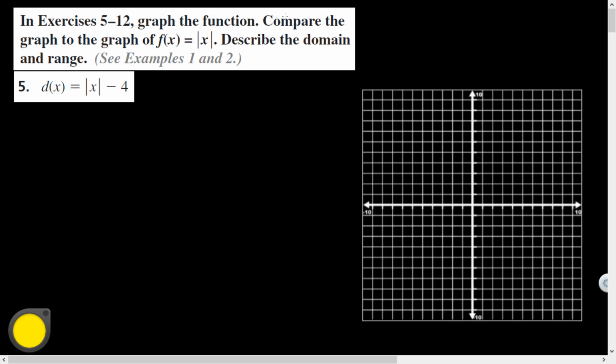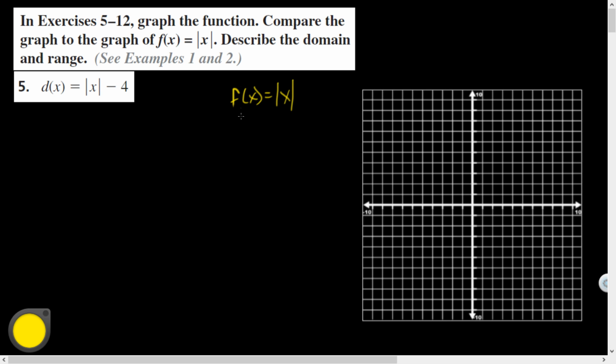So here we go. It says graph the function. Compare the graph to the graph of f of x equals the absolute value of x. Then it said describe the domain and the range. So let's first of all graph f of x equals the absolute value of x.